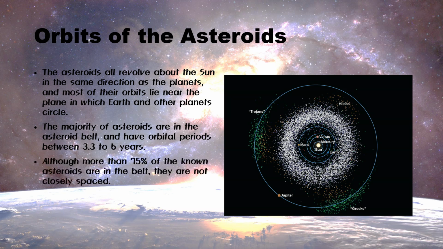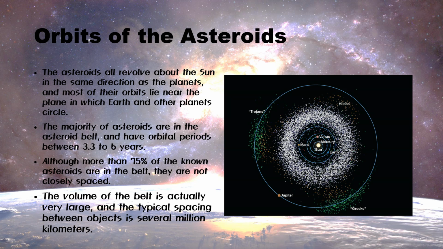Now, although more than 75% of the known asteroids are in the belt, they are not closely spaced together. The volume of the belt is actually very large, and the typical spacing between objects is several million kilometers.